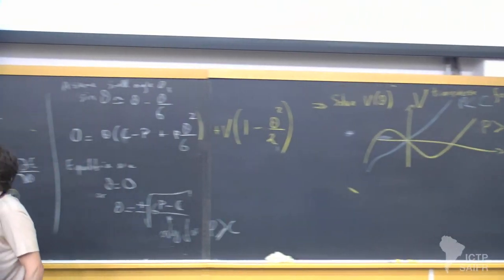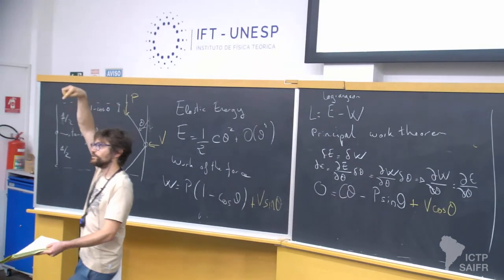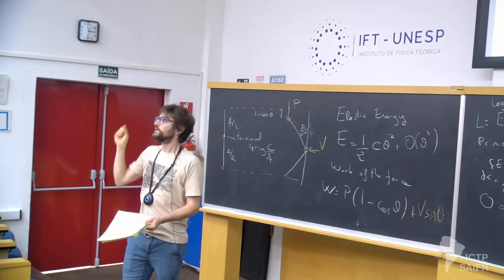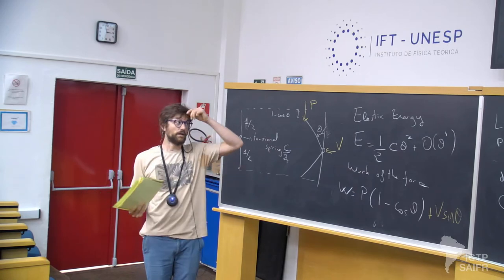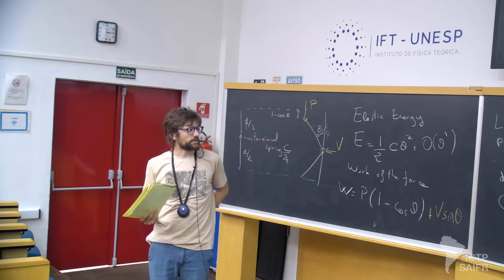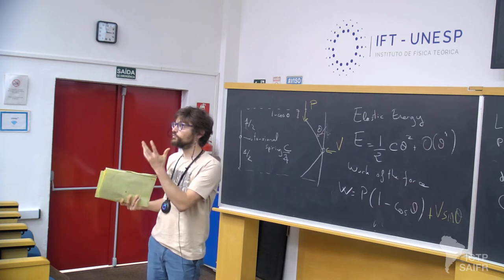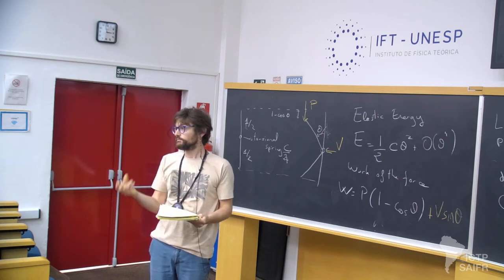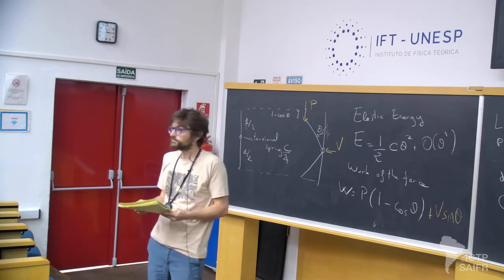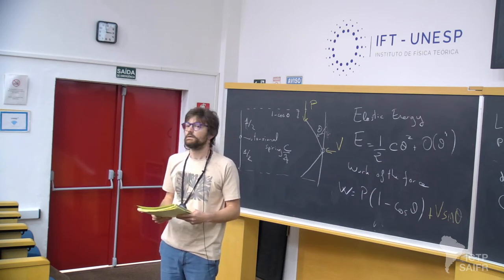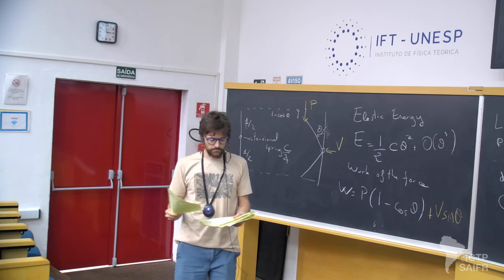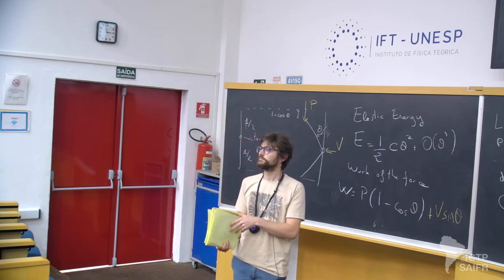And so Euler buckling is really what happens when you have the first initial buckling. And then snap-through buckling is really what happens when you go from one side to the other. Essentially, these are, I think, the two most basic mechanisms you can use when you design a mechanical metamaterial. Does it make sense? Okay.